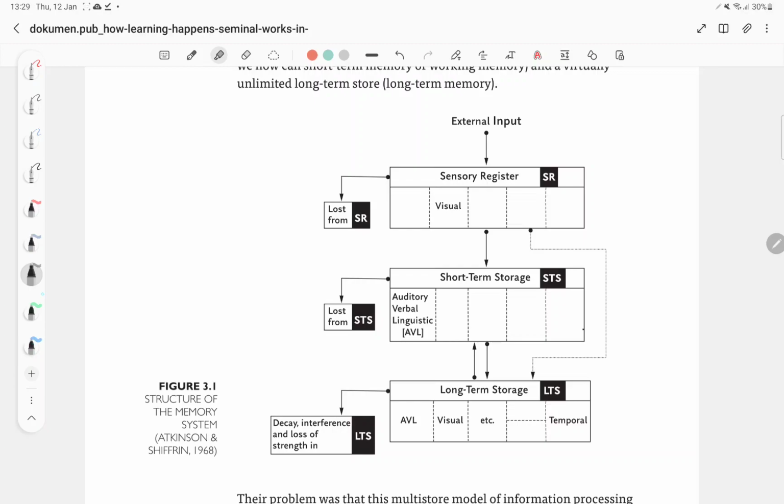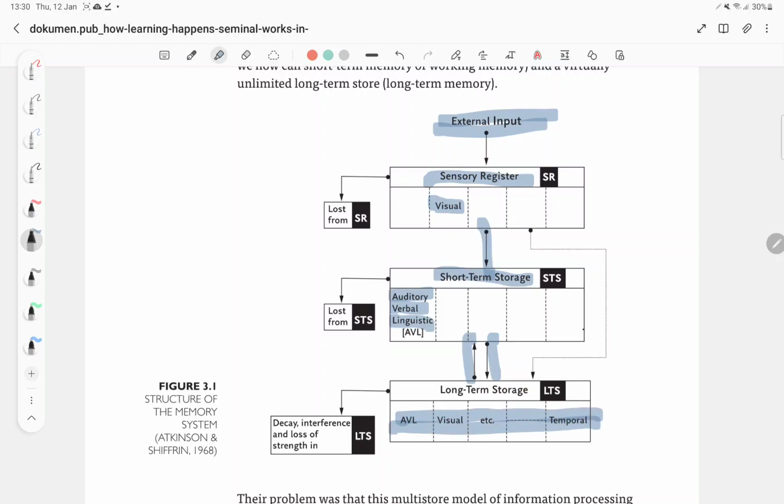So the initial story was something like this. You have an external input coming in, and then that comes into your sensory register, right? And in that sensory register, mainly it could be visual, although there are other sensory registers to do with touch and the way you taste and all that kind of stuff. But visual is really important. And that visual register will then go into short-term storage, and that can be auditory, verbal, or linguistic. And then short-term storage gets pushed into long-term storage, right?